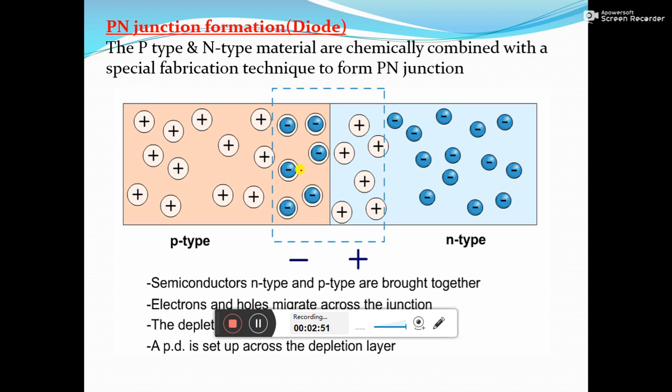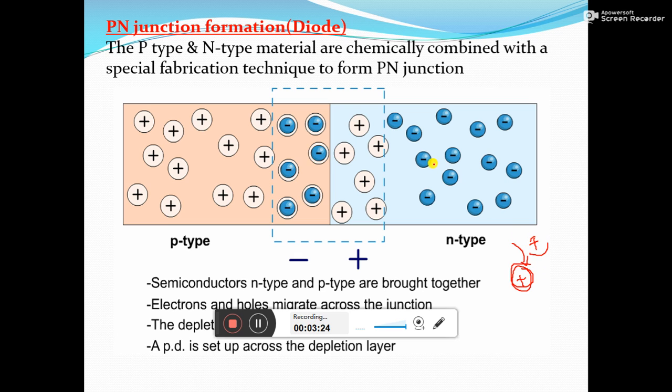Remember, whenever the holes cross the junction, they combine with the electrons there. Whenever a hole is combined with an electron, it becomes a neutral atom. To this neutral atom, if one more hole is added, it becomes a positive immobile ion, because of the additional positive charge.